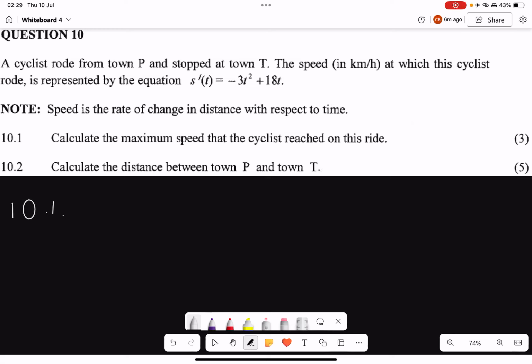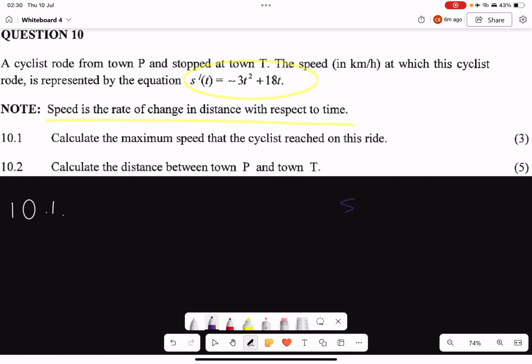We are given that the speed of the cyclist is s prime t equals negative 3t squared plus 18t. We need to remember that the derivative of s at t is speed, the rate at which distance changes over time. So it's already the first derivative of distance. The first derivative of distance is speed. The second derivative of distance is acceleration, which means the derivative of speed is acceleration. That is very important to know.